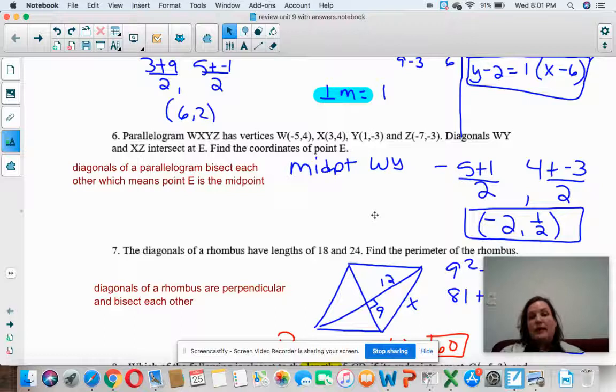That's another way that I can use to prove something is a parallelogram, by showing that the diagonals have that same midpoint, that they bisect each other.